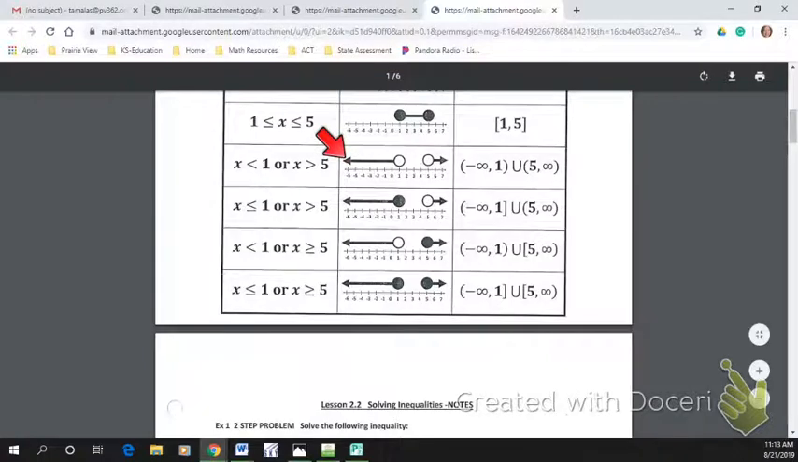So to look at this graph here, where does it start? Look at the left side. The solution starts at negative infinity and goes all the way to 1. So that's what this parentheses represents, negative infinity to 1, united with or unioned with 5 to infinity, don't include the 5. So that's what that means. Does that notation make sense?